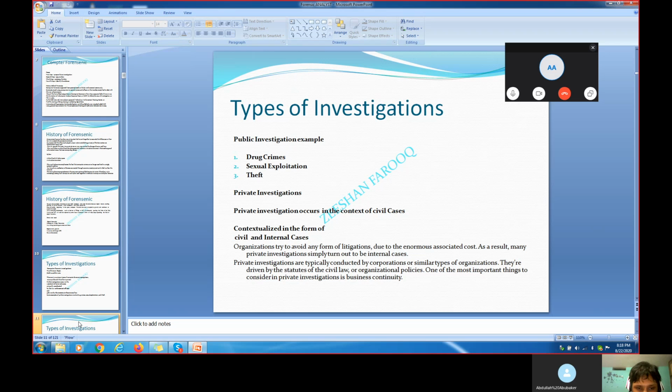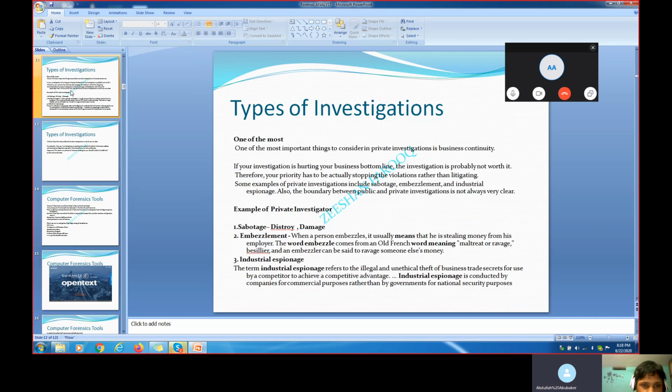Private investigation means they legally have a case inside. They depend upon some organization and tell that organization to do the complete investigation process for them.